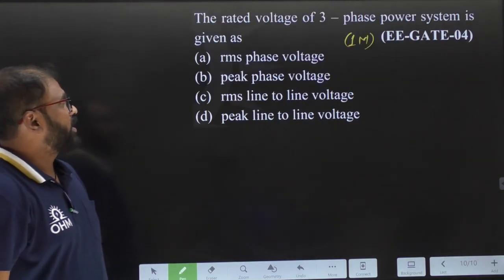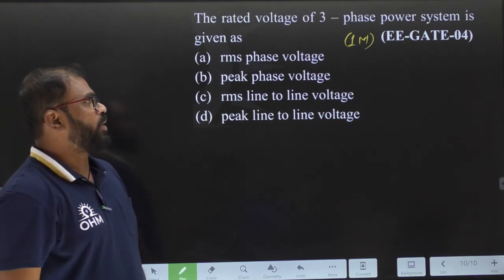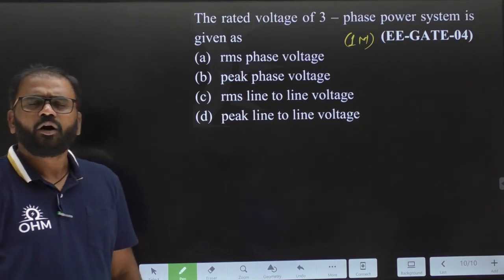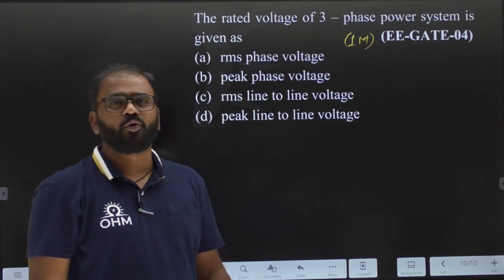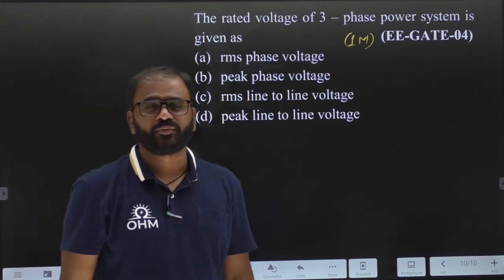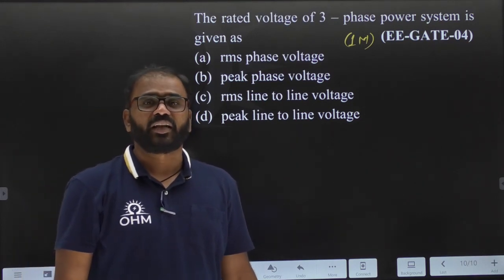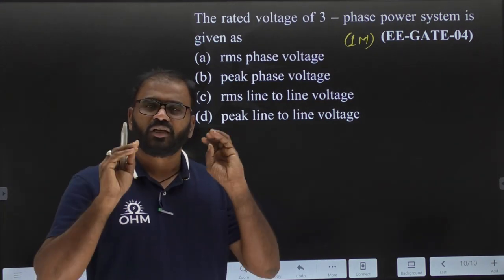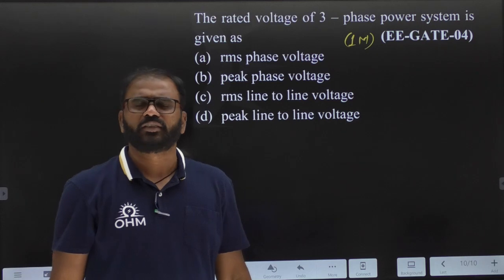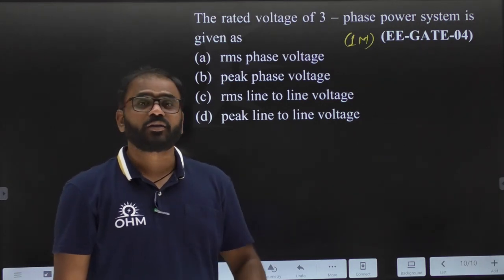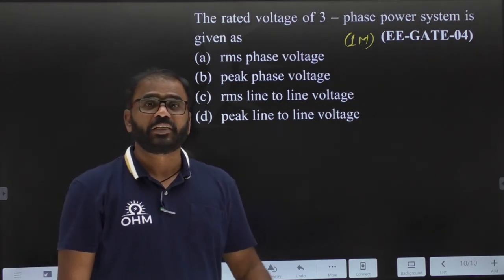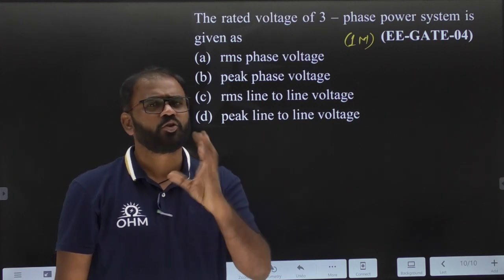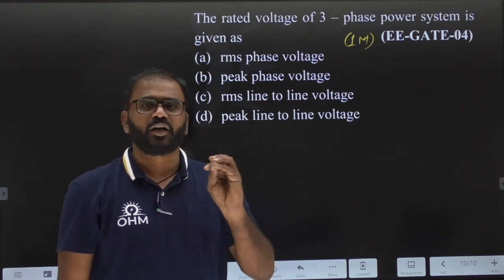See this question. The rated voltage of a three-phase power system is given as... always in a power system the rated voltage is line voltage. But the question will come whether it is RMS or instantaneous or peak. Always it is an RMS line to line voltage, otherwise simply line voltage, but not phase voltage. If phase voltage is specified, then you can consider it, but by default it is always line voltage.